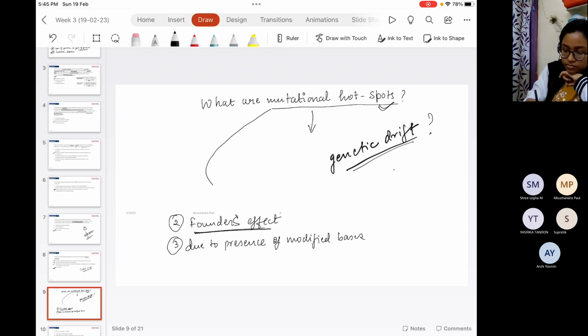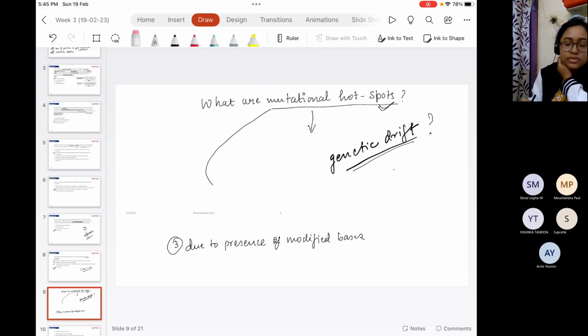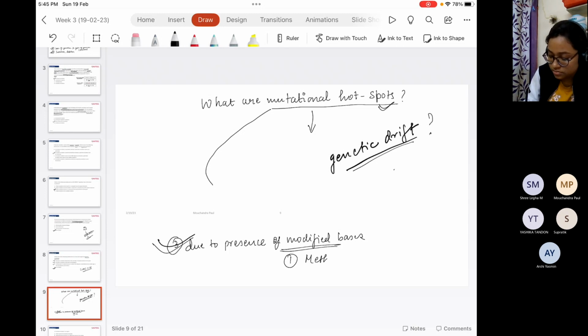Then another reason why a few DNA segments are mutational hotspots, or why mutations are more and more recurrent, is due to the presence of some modification. Now, modification can be of many types, but as sir explained as an example, one is methylation, meaning adding of a methyl group, where it is added at the base.